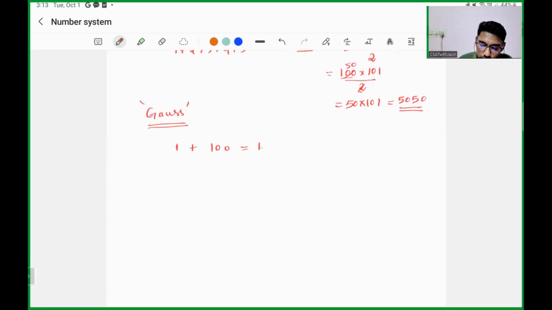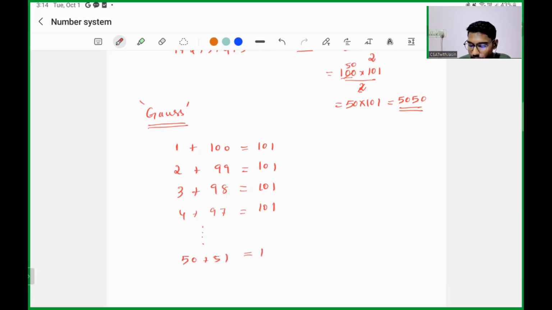So he got 101. Then he added 2 and 99. So again he got 101. Then he added 3 and 98. Again he got 101. Then he added 4 and 97. Again he got 101. So he understood that he will only get 101 if we do it this way. Then the last will be 50 plus 51. Again it will be 101.